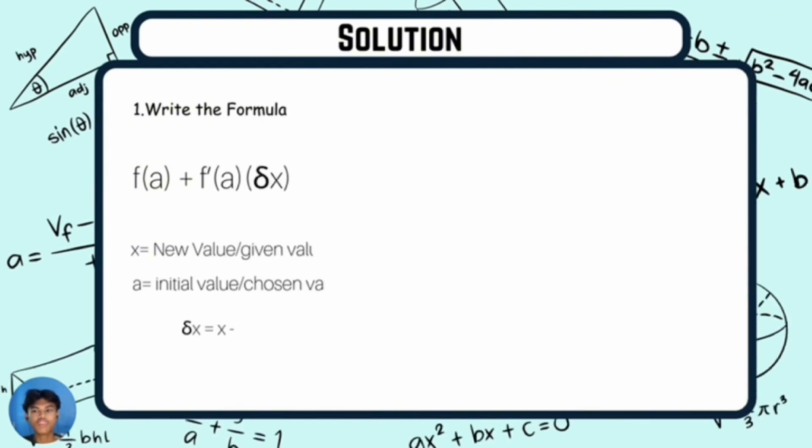First of all, we need to write the formula. Remember the formula is f(a) plus f prime(a) multiplied by delta x. Here x is a new value or given value and a is an initial value or chosen value, and we can get the value of delta x by x minus a.